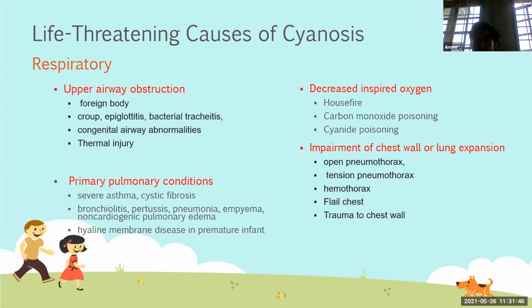And then the fourth one is impairment of the chest wall or lung expansion. In this kind of problem, when the chest wall cannot expand, the air intake to the lung will be reduced. And this can occur in conditions such as open pneumothorax, tension pneumothorax, hemothorax, or in a flail chest, and also when there is a trauma to the chest wall.